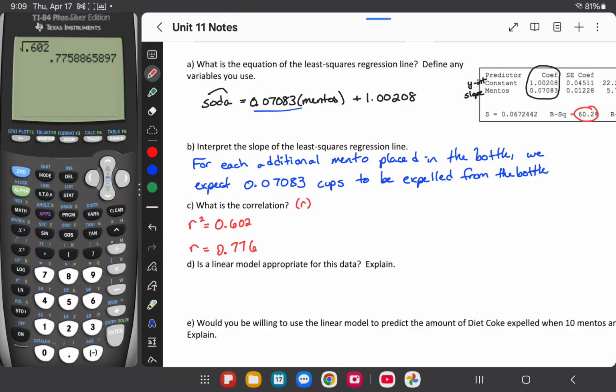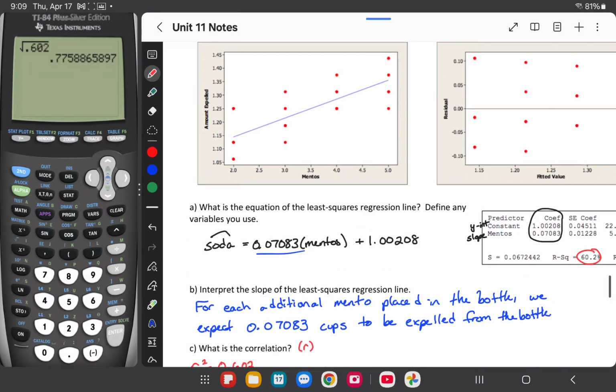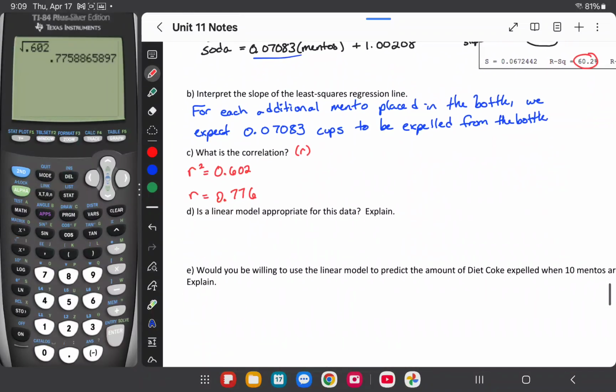And then we have to be careful about whether we make R a positive or negative, because remember, anytime you take the square root of a variable, we need to look at the absolute value of that number. And in this case, it's going to make sense to keep a positive 0.776 because the slope of our least squares regression line is also positive. There's a positive association there. If the slope was instead negative or a negative correlation was apparent, then I need to make sure that R is the negative value rather than the positive.